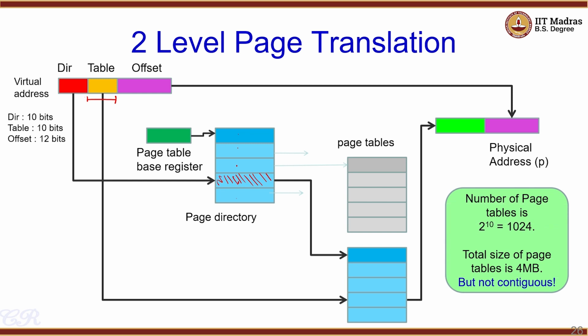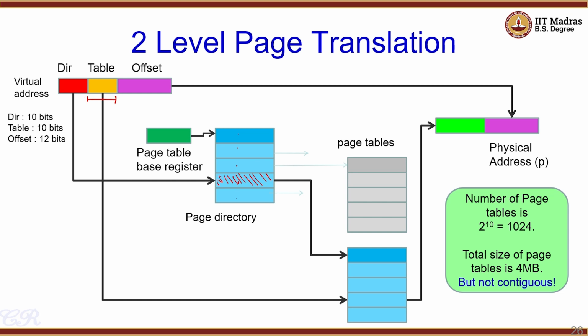So how does this essentially help, right? If I just look at the size, we still require 2 power 10 pages, that is 1024, and the total size of the page tables is still 4 megabytes. So at first sight you may think that this is not very useful, because we had 4 megabytes earlier, but we still require 4 megabytes to store the page tables.